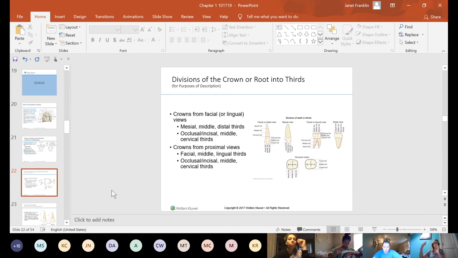So we can basically break that crown into nine different sections. Three sections this way, and three sections this way, like a tic-tac-toe board.